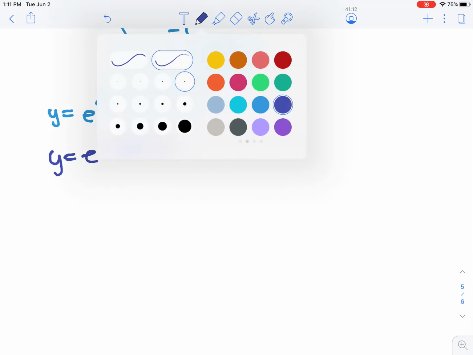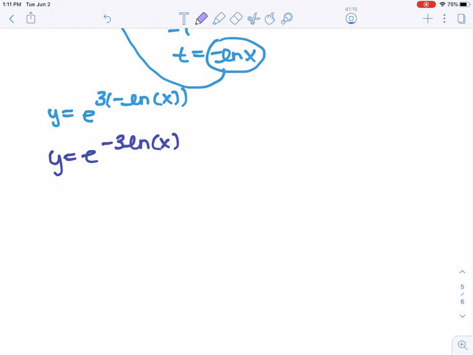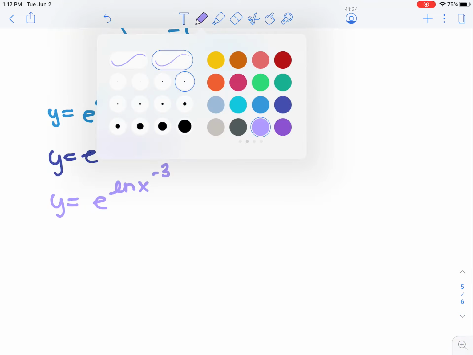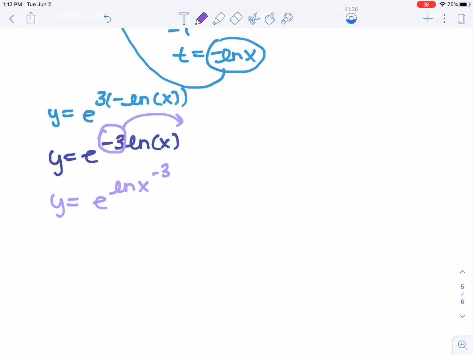I'm going to remind myself of this power rule of logs: something that is a coefficient out front can also be expressed as a power on my natural log. So I can rewrite this further and say that y is equal to e to the natural log of x to the negative 3rd power. And I do that so I can leverage that inverse of e and natural log and cancel those, and find that y is equal just to x to the negative 3rd.